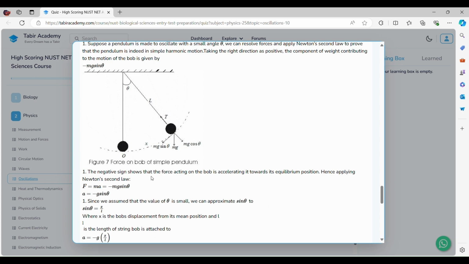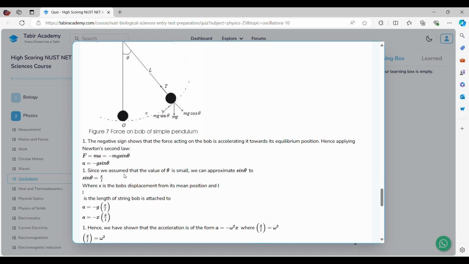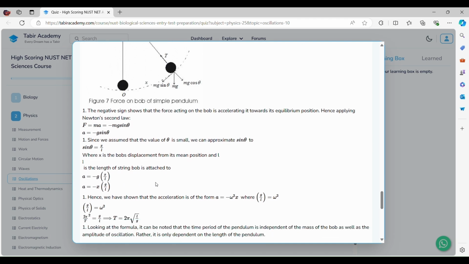The negative sign shows that the force acting on the bob is accelerating it towards the equilibrium position. Hence, applying Newton's second law, F equals ma equals negative mg sin theta, a equals negative g sin theta. We assume that the value of theta is small. We can approximate sin theta to x over L, where x is the bob's displacement from its mean position and L is the length of the string the bob is attached to. A equals negative g x over L.